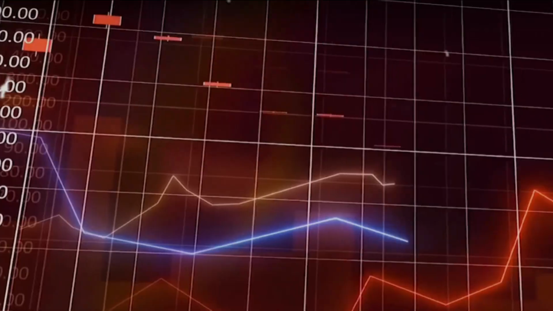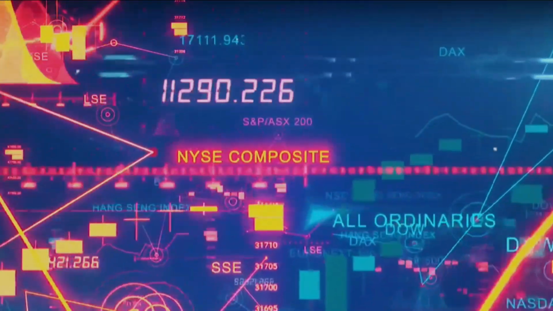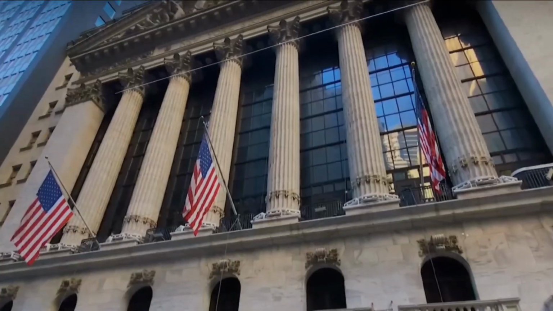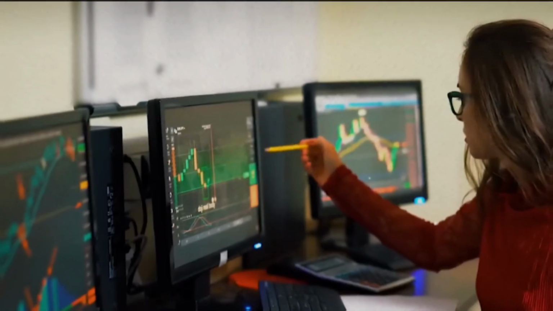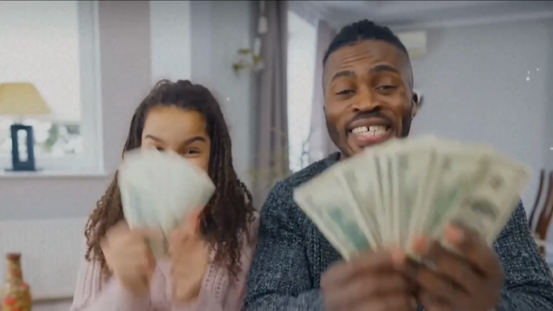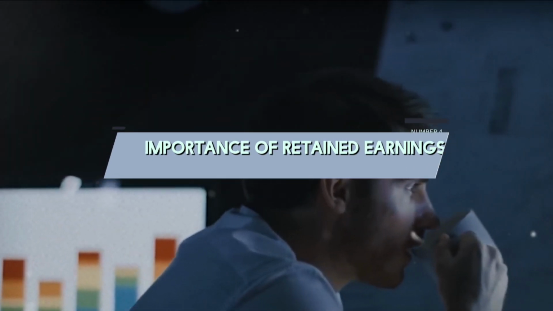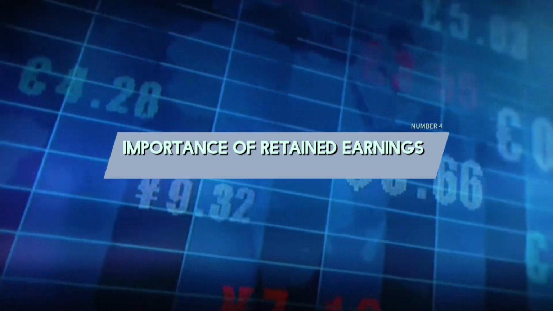This approach represents a cautious yet prudent perspective, ensuring that Berkshire Hathaway has a strong financial base to weather market storms or broader economic uncertainty. Individuals and businesses who are cash rich may traverse difficult times with confidence, knowing that they have the financial wherewithal to overcome unanticipated challenges. It's a practical technique that emphasizes the value of financial resilience and being prepared for whatever the future may bring. Number 4. Importance of retained earnings.